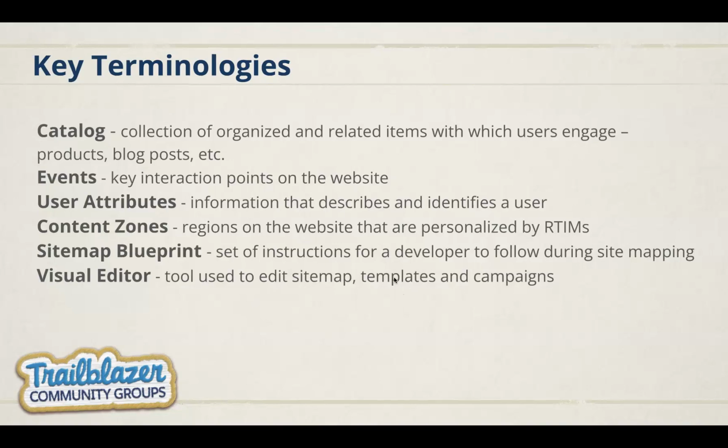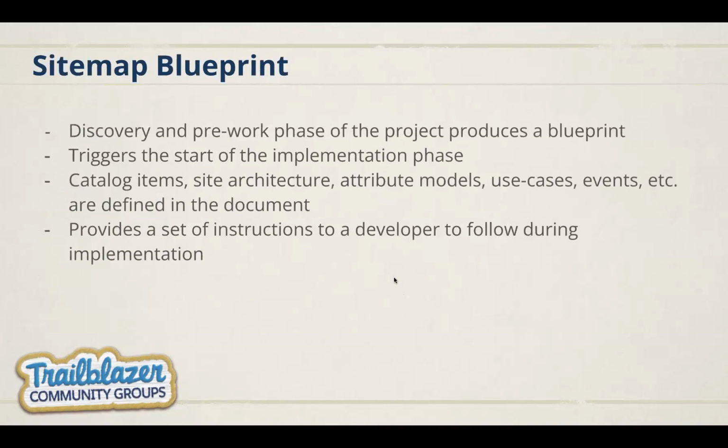Okay, now that we're done with that, let's see in more detail what this blueprint is. I think Michelle covered a little bit of this last time in our solution overview. First, there will be a discovery and pre-work of the project that deals with stuff like what items are you interested in? What areas of the website do you want to personalize? What is the architecture of the site? How can you identify, say, products on a product page? All these high-level architectural decisions produce a sort of documentation, and that's called a sitemap blueprint.